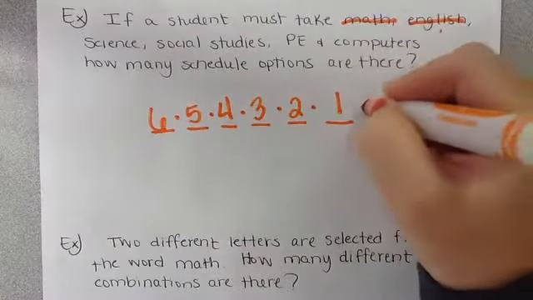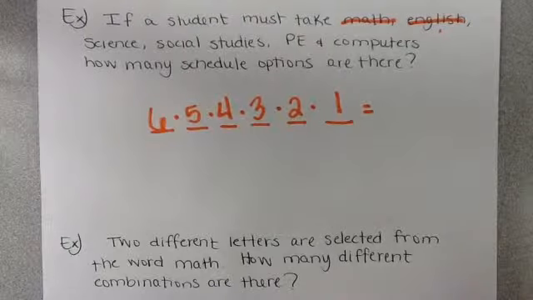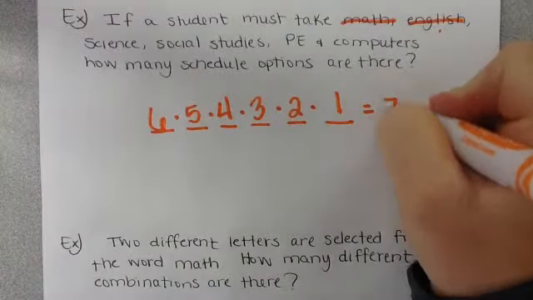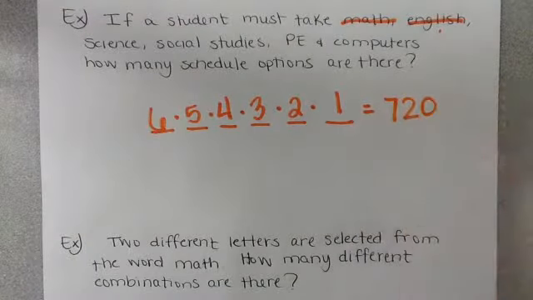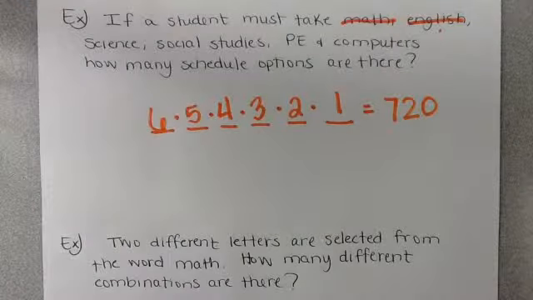This looks familiar to number 1. What did we get? How many class options? 720. Seems to be a popular number in today's notes. 720 different schedule options.